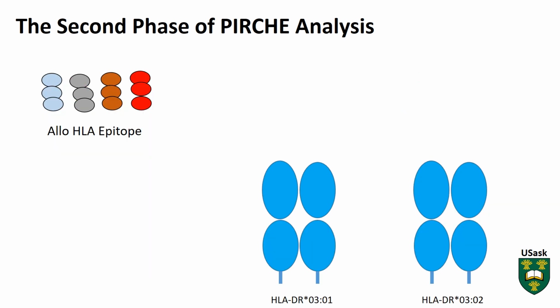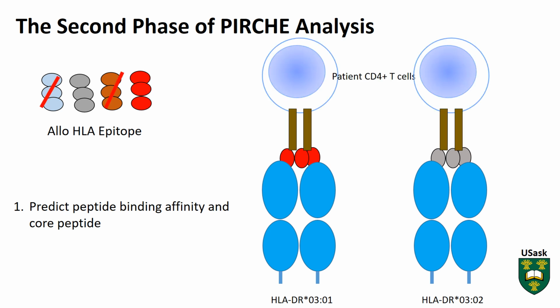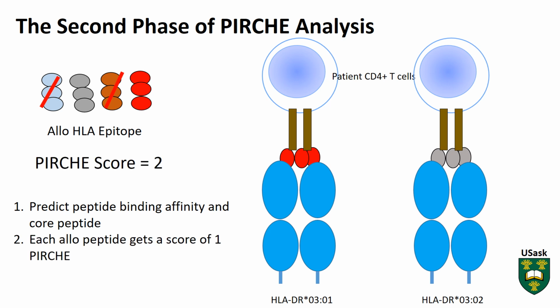Now we take these allo HLA epitopes and see which of them will bind to the patient's HLA class 2 molecule. Here you can see that only 2 of them bind, and the other two did not bind. So this will result in activation of 2 clones of CD4 positive T cells, and the patient would take a score of 2.